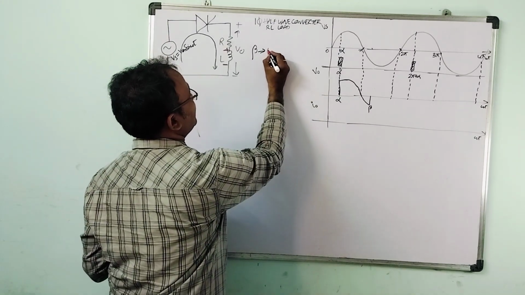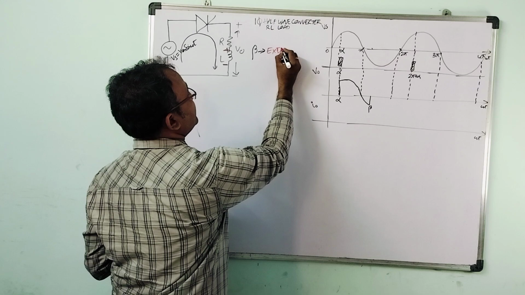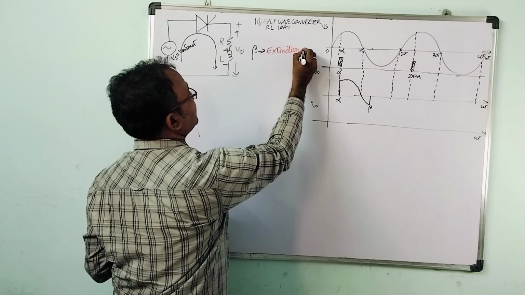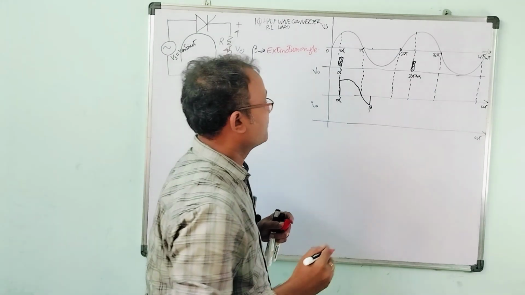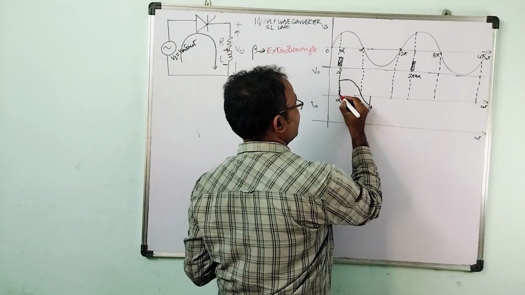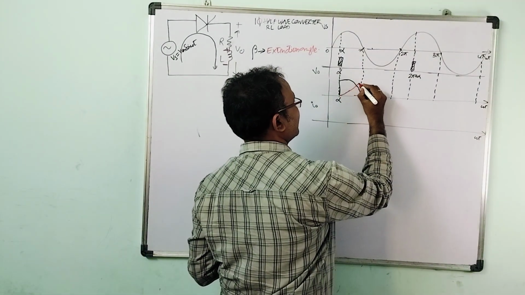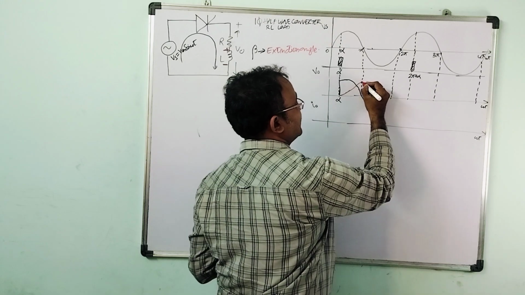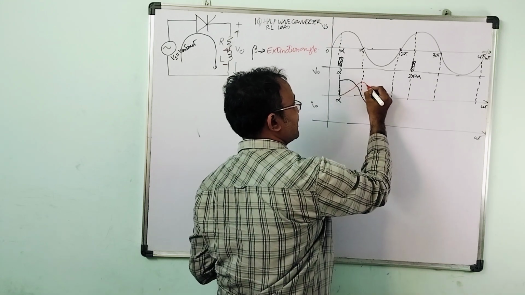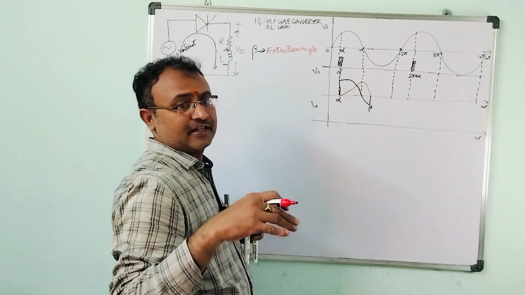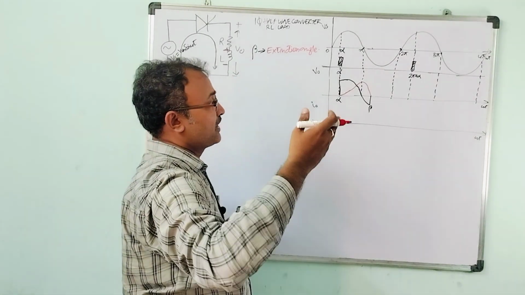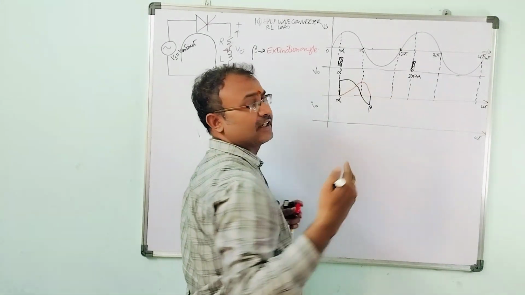Beta is called the extinction angle, and hence here I can represent the current waveform as first the inductor charges, then the inductor discharges. After pi, whatever energy is stored in the inductor, it discharges. So first the inductor charges during the positive half cycle, and during the negative half cycle the inductor discharges.